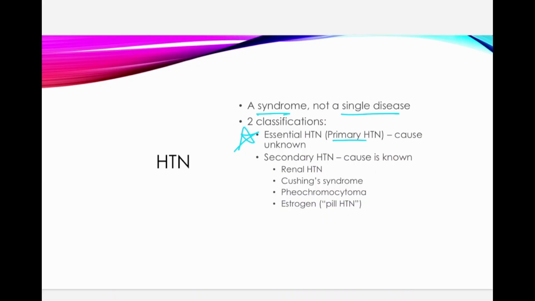Then there are secondary causes. This is where you know why they have high blood pressure. So here's our renal hypertension: atherosclerosis of the renal artery, lack of blood flow, all those other fun problems. Cushing syndrome, pheochromocytoma, and estrogen are all causes of high blood pressure as well. But they're known causes.